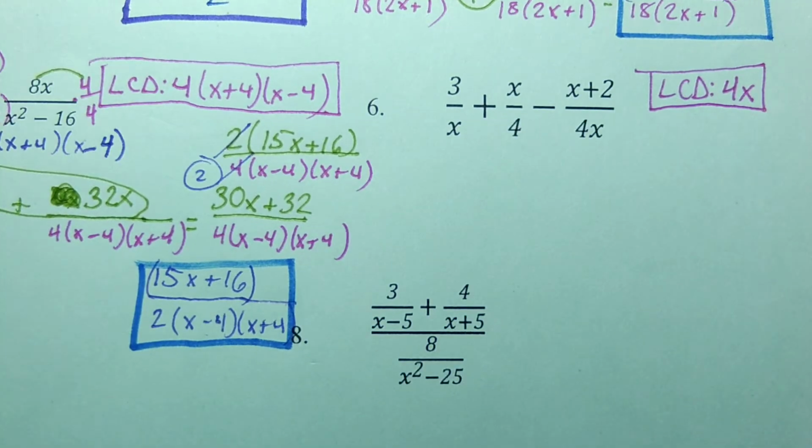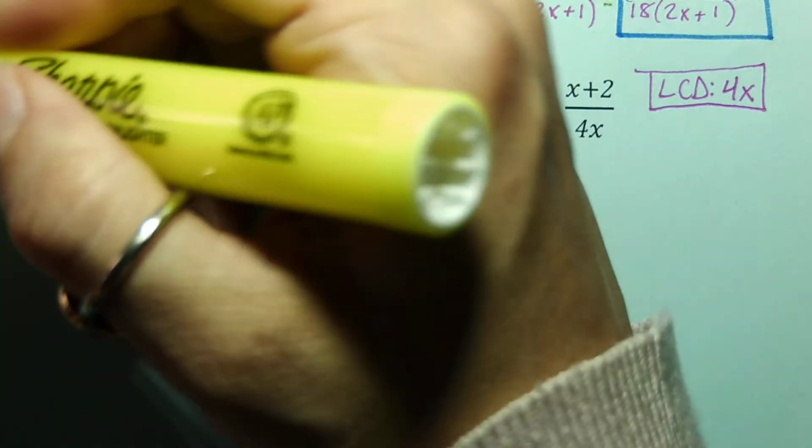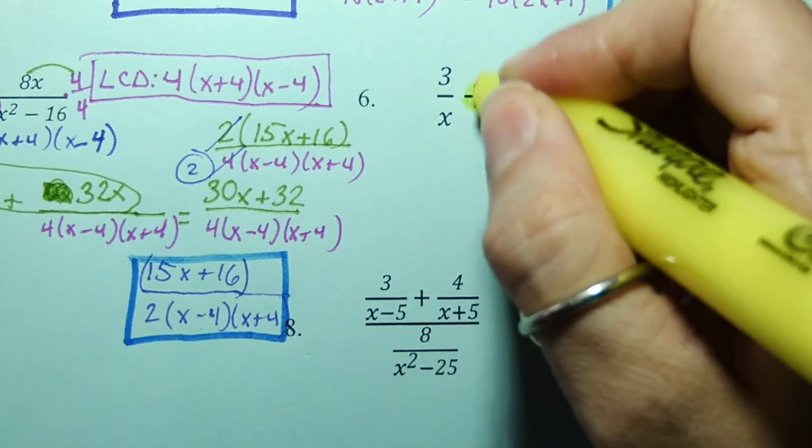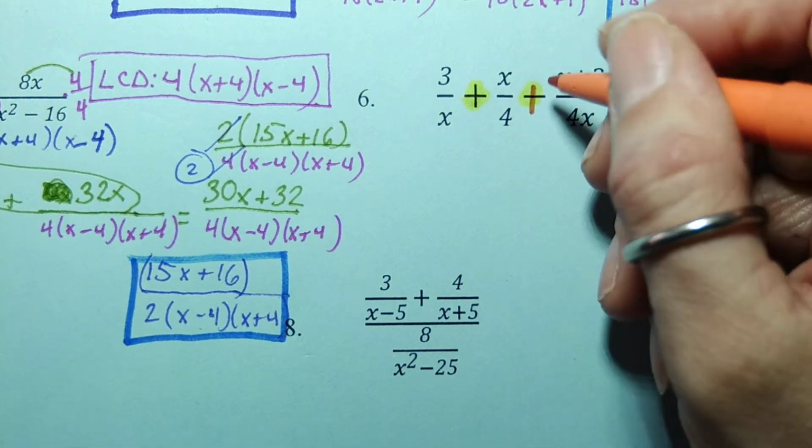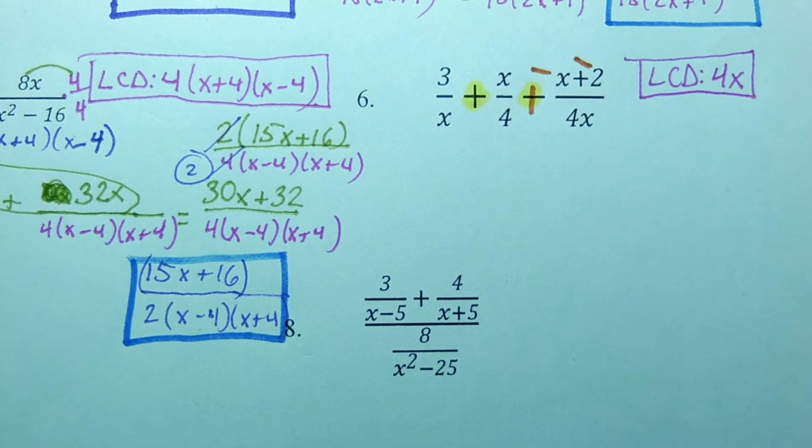There's something else we should take care of before we get too far in this problem. What is it? The negative. So always identify your operations first. This is a plus and a minus. And the minus we are immediately going to change to a plus by distributing it to both items of the top.